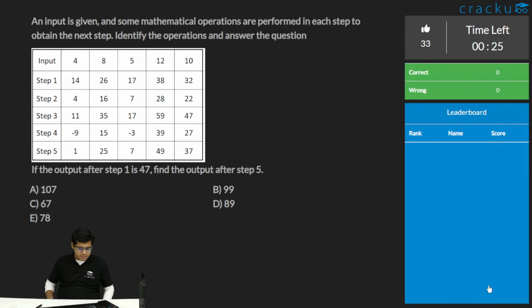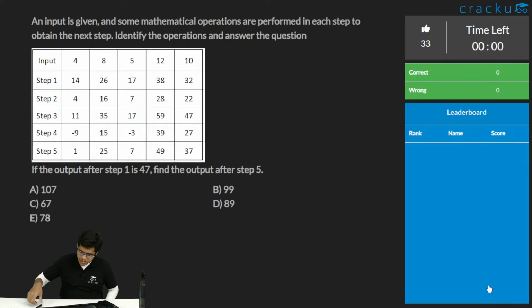Stuck in step 3. Okay, Darshika. I mean, you have got up to step 2, but you're not able to find step 3. Okay, can you see step 2 and step 3 can be related like twice of step 2 plus 3? Means 2 into 16 plus 3 is 35. 7 into 2, 14. 14 plus 3 is 17. So step 3 I can write as twice of step 2 plus 3.